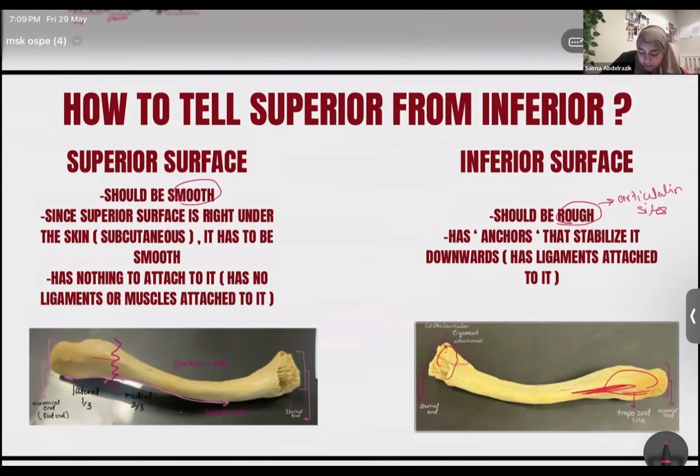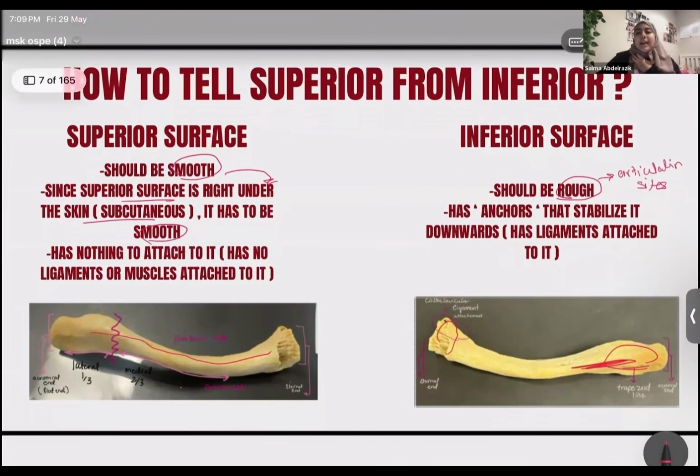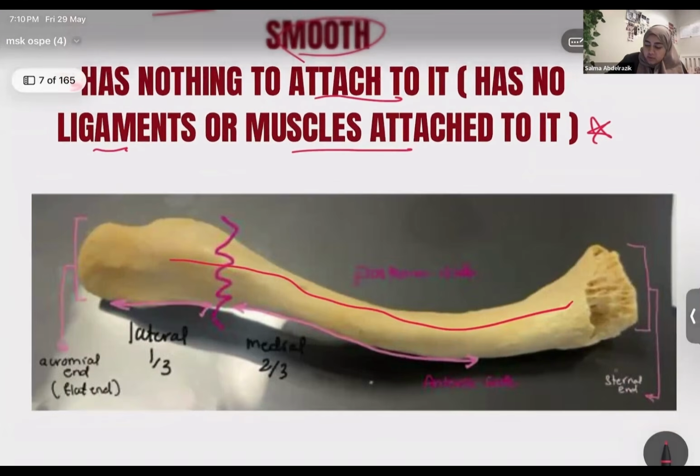If you're looking at the superior surface, it's going to be so smooth. Why? Because it's right under the skin. It's subcutaneous, so it has to be smooth so it doesn't bother you. It has nothing to attach to, so there are no ligaments or muscles attached to it. But the inferior side is rough because it has the anchors that stabilize it downward. Basically, it has ligaments attached to it. Those are the pictures, and it's labeled, but I could have asked which one is acromion and which one is sternal.